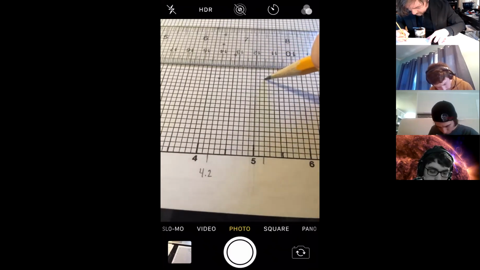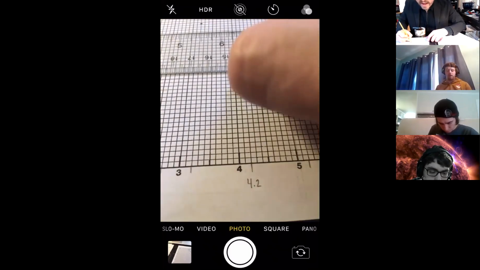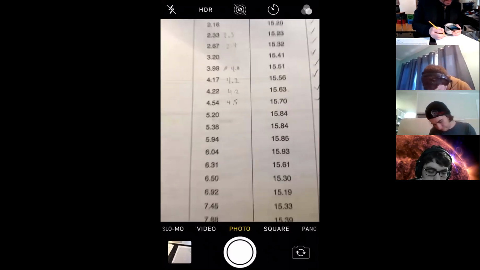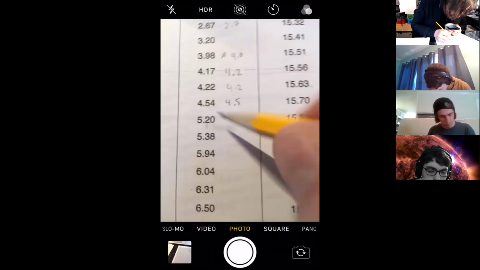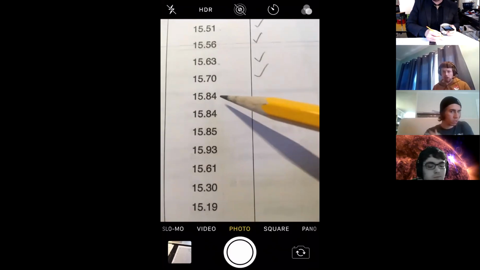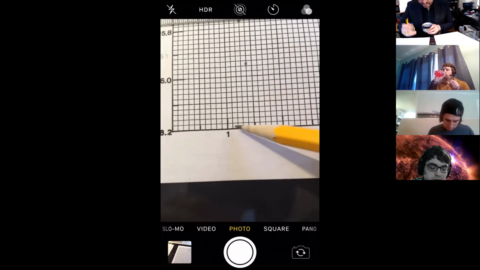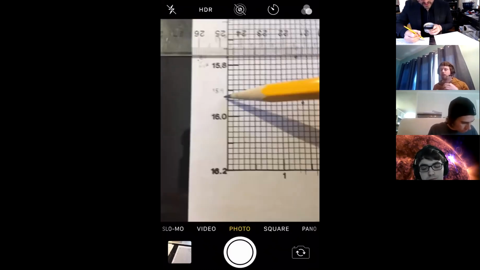Wait, so which one are we rounding? We're rounding the time category only to the nearest tenth. So 5.2 was already rounded for us, but this one would be 5.4. We are not rounding this one. That also confused me for a while, but I got it. It makes sense though, right? Because it's hard to split this into 10, but it's easy to split this into 2.